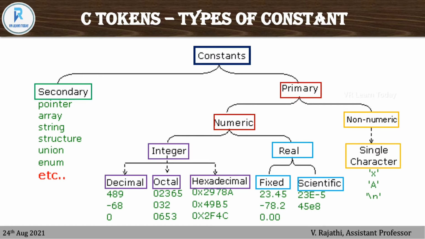Okay. So primary constants are divided into numeric and non-numeric. In non-numeric, we have a single character, which is enclosed in single quotes, and in numeric we have integer and real. In integer we have decimal, octal, hexadecimal. In real we have fixed and scientific. Let's see them one by one.